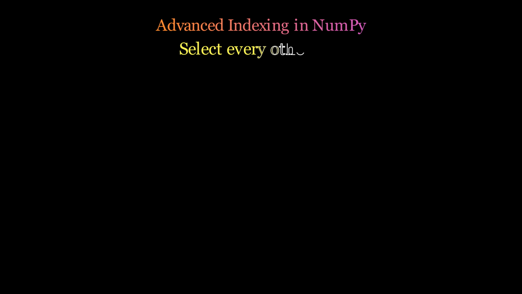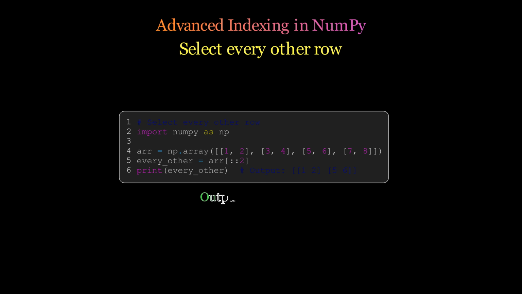The step parameter in slicing, 2, selects every second element. This is useful for downsampling data or creating subsets. The syntax is start, stop, step, where we can omit start and stop.